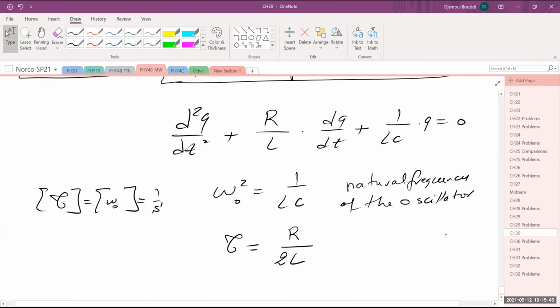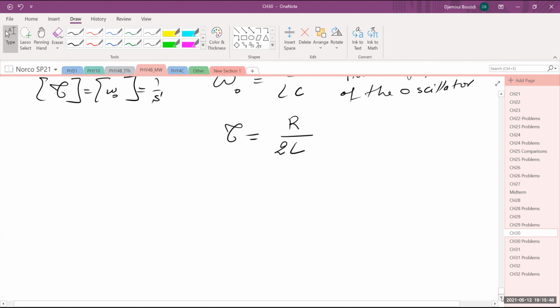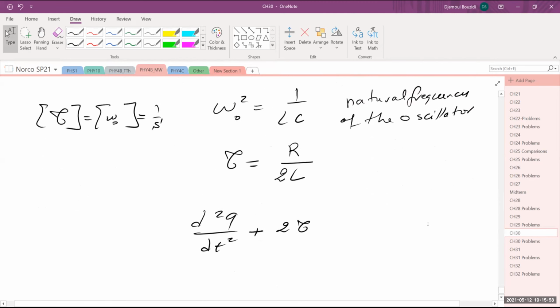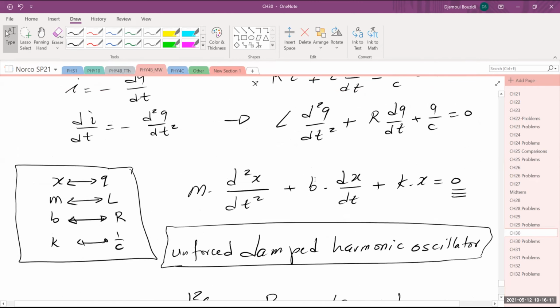So the equation that we're going to deal with actually looks like this. The second derivative of q with respect to time plus 2 tau, remember tau is just with a factor of half, so I have to divide by 2, multiply by 2, times the derivative of q with respect to time, plus now omega naught squared q is equal to 0. This is the same thing in physics 4B, by the way. Physics 4A, you would do the same thing. B over 2m will be called tau, and k over m will be omega naught squared, and the math will be identically similar to this one.